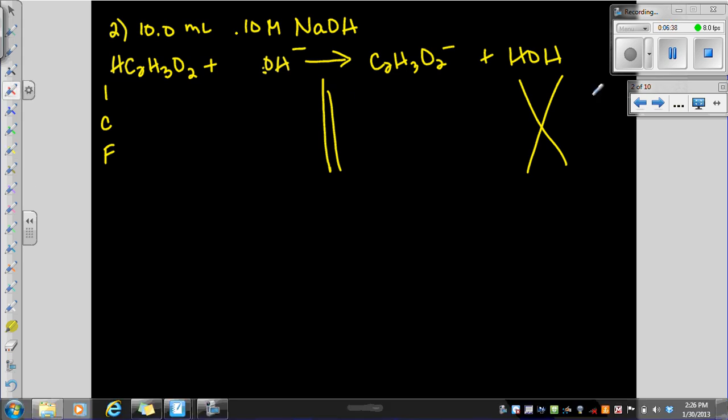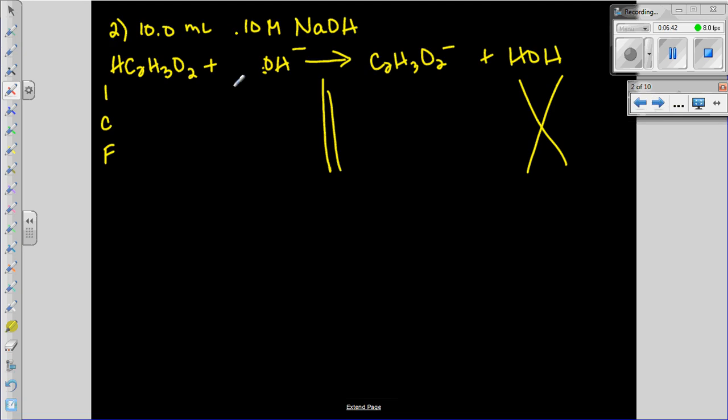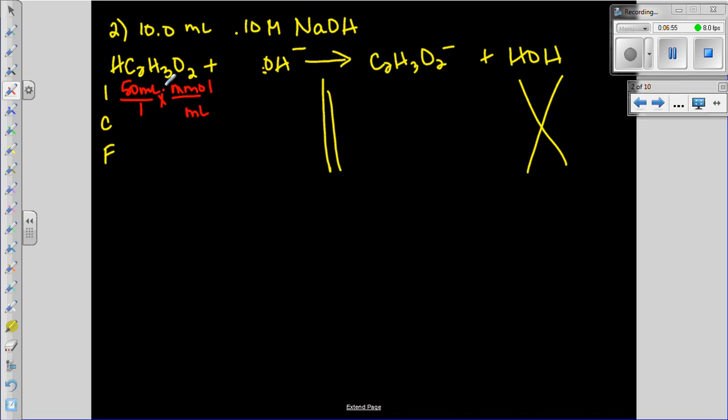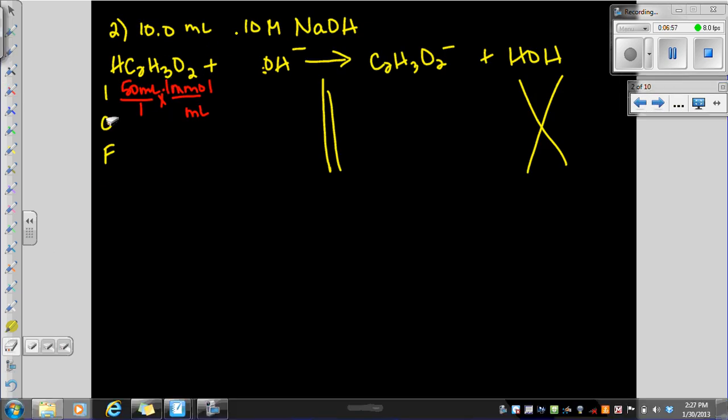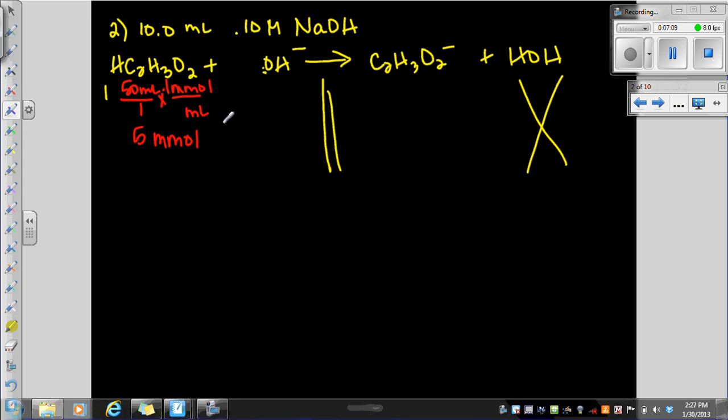So I was given 50 milliliters of 0.10 molar acetic acid. So I want to start with my 50 milliliters. I know I'm not doing sig figs. Milliliters to millimoles, and it was 0.1. So I'm going to have 50 times 0.1, that's going to give me 5 millimoles. Remember, if you don't like millimoles, you can just do it with regular molarity.